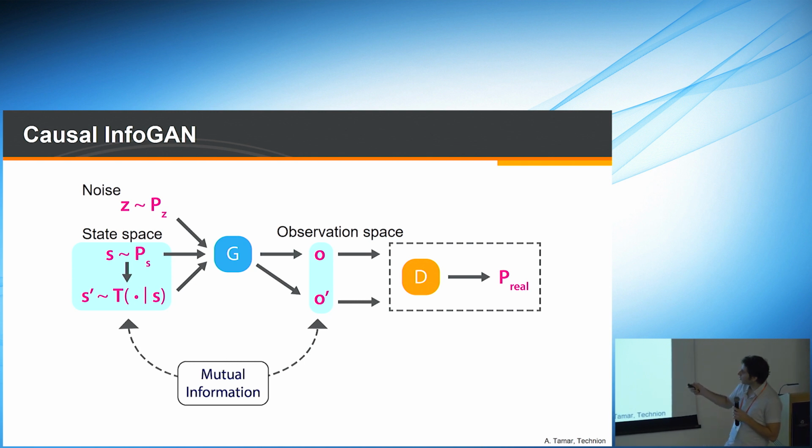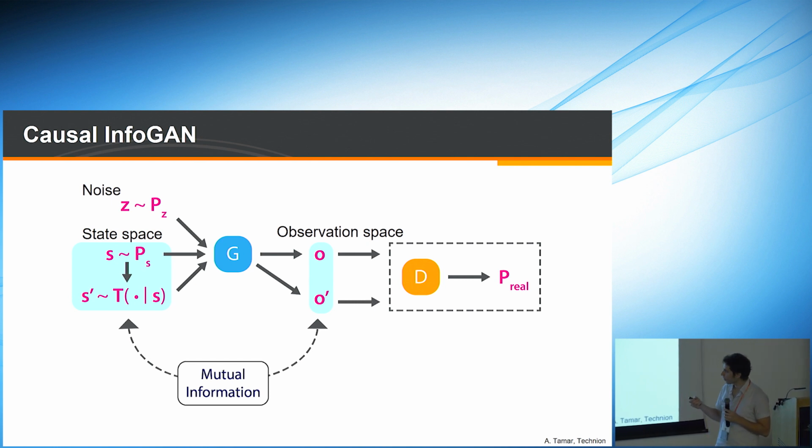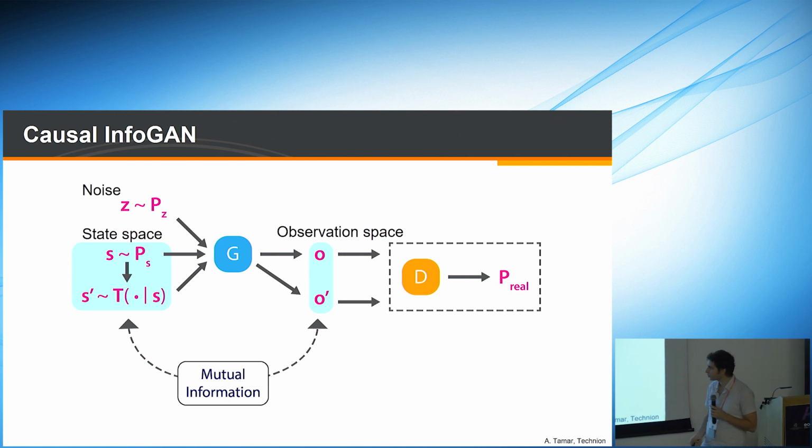And the idea in Causal InfoGAN is that instead of generating one image, we generate pairs of images. By generating these pairs, we have to capture the physics in the data. We have to capture what image can come before the other. And we also have mutual information between pairs of states that generate the data.